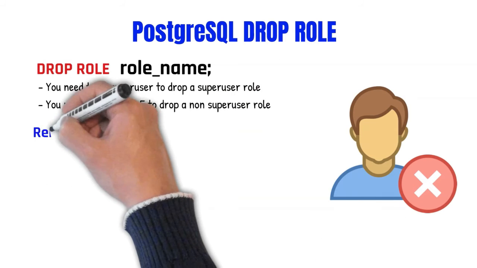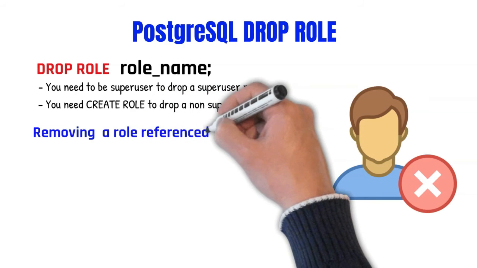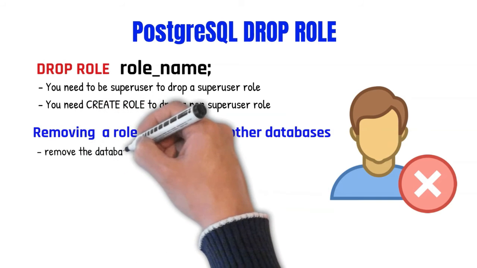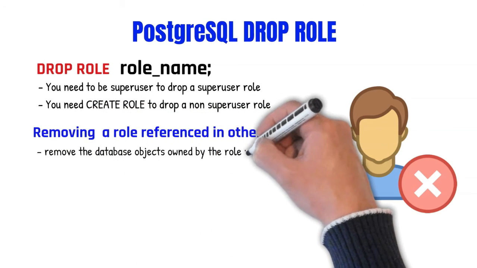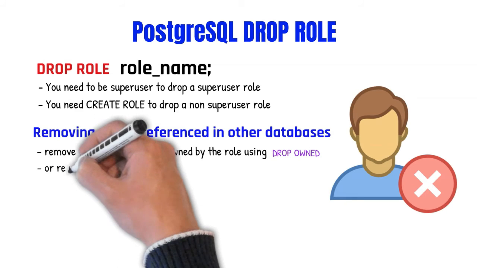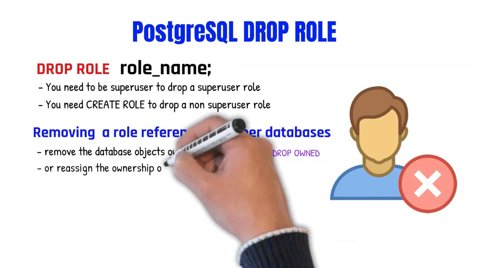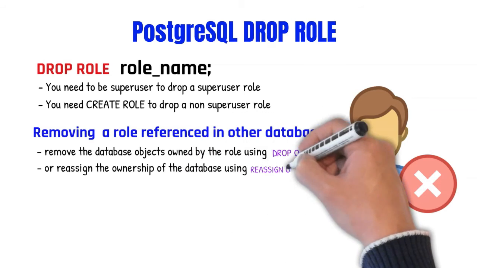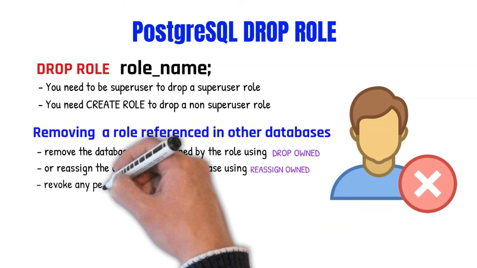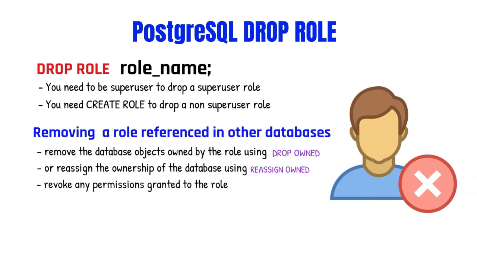When you remove a role that is referenced in any database, Postgres will raise an error. In this case, you have two steps you can take. First, either remove the objects owned by the database role using the DROP OWNED statement, or reassign the ownership of the database objects to another role using the REASSIGN OWNED statement. Secondly, you can revoke any permissions granted to that role.